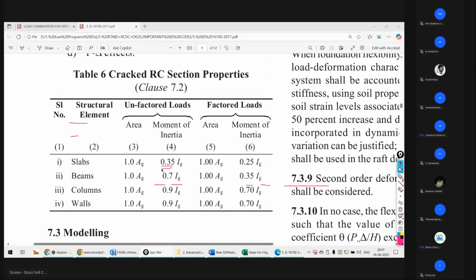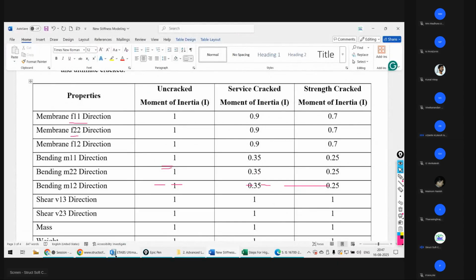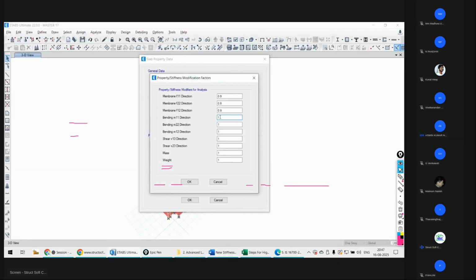Getting my point? Hello? Here, the out of plane direction, it should be what? 0.35 for the serviceability case, and this should also be 0.35 for the serviceability case. And if you are not getting it, keep it to 1. Leave it as it is, do not change it. Actually slab is your flexural member, so flexural in out of plane.